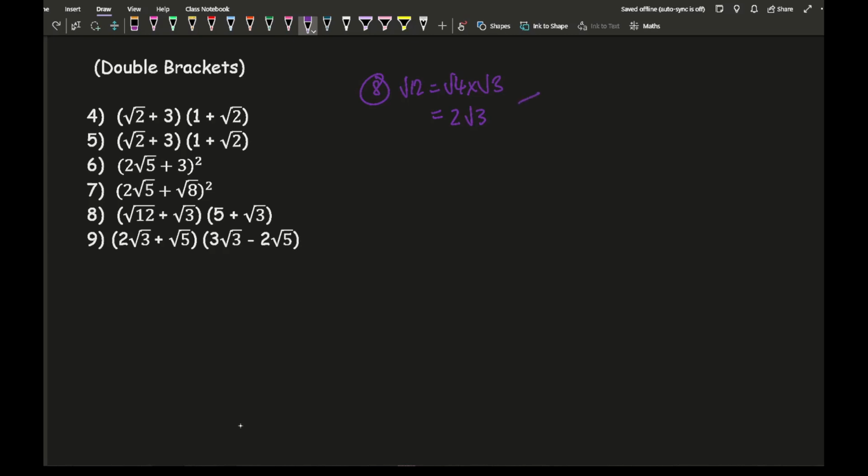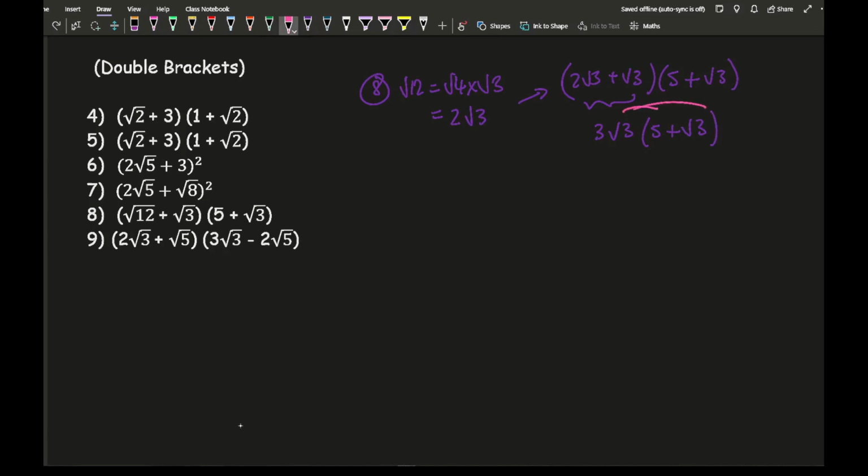So question 8 is going to look like 2 root 3 plus root 3, and then we've got 5 plus root 3. Now here what I can do is simplify this to become 3 root 3, and then I've got 5 plus root 3. So then it becomes like a single bracket question.